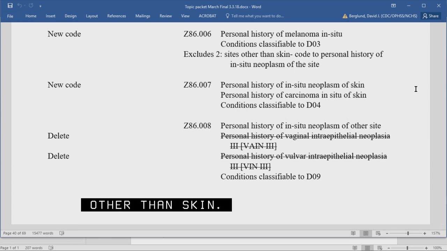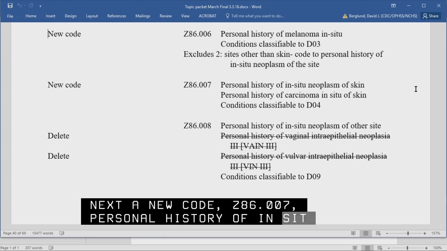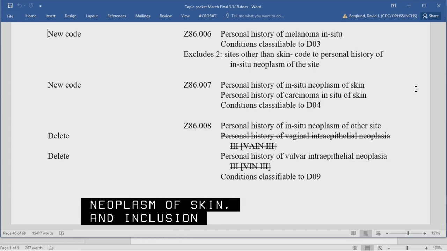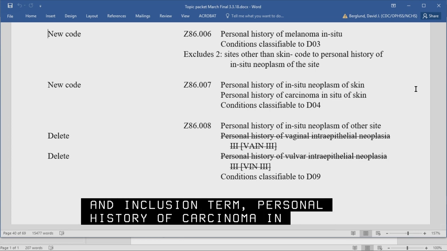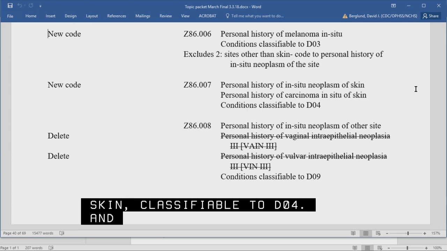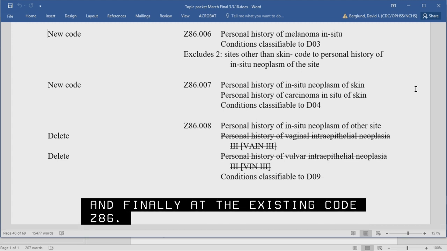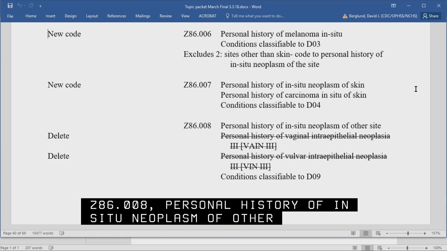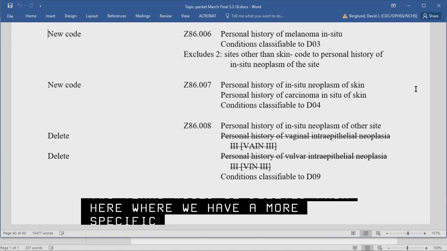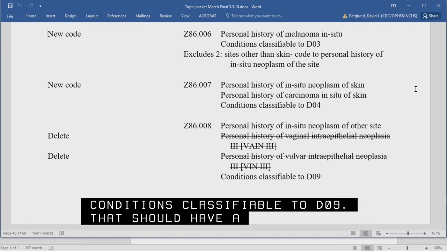Next, a new code, Z86.007, personal history of in situ neoplasm of skin, an inclusion term, personal history of carcinoma in situ of skin, and these are conditions classifiable to D04. And finally, at the existing code Z86.008, personal history of in situ neoplasm of other site, two inclusion terms would be deleted from here that now would have a more specific code elsewhere. And we would add a note for conditions classifiable to D09. That note should have a note saying add, because that isn't there right now. And that covers it.